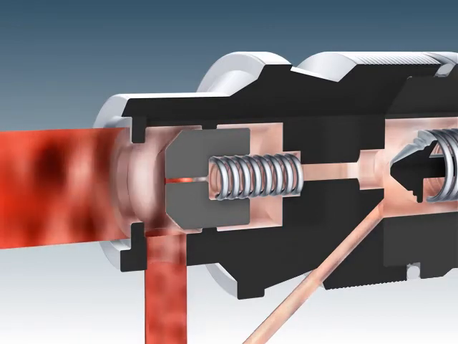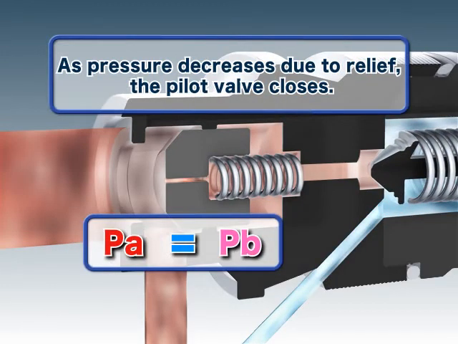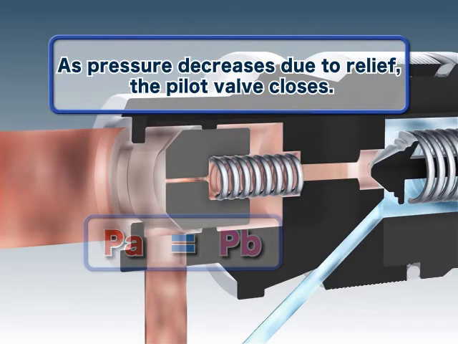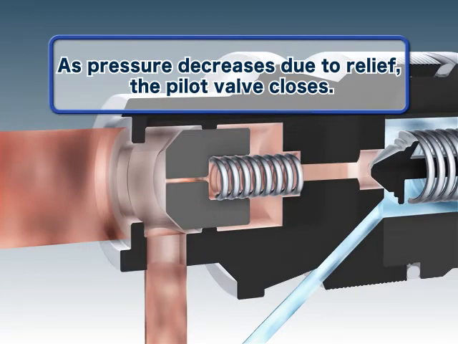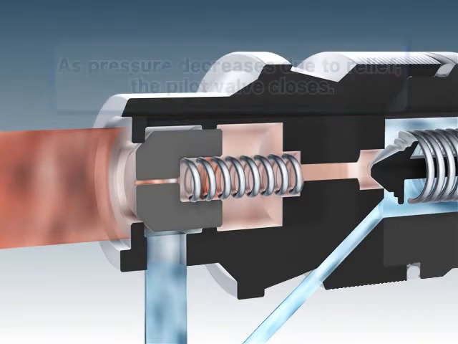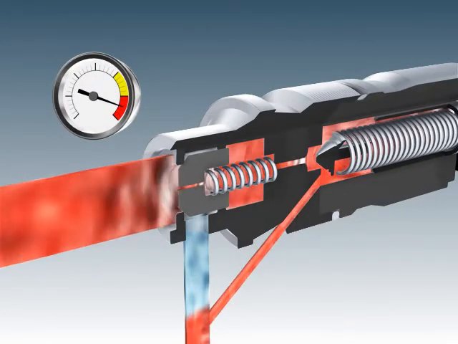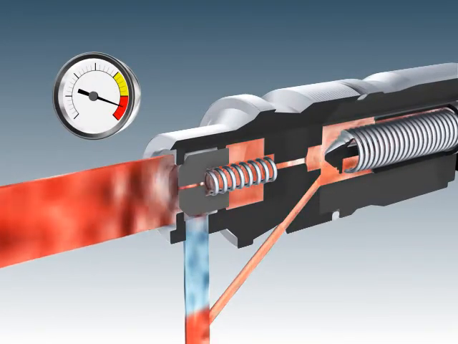As pressure decreases due to relief, the pilot valve's spring forces the pilot valve to close, and the pressure in both chamber A and B become equal. As the pressure difference between the chambers decreases, the poppet valve's spring forces the poppet valve to close and ends relief. By repeating this process, pressure can be controlled within a set value.